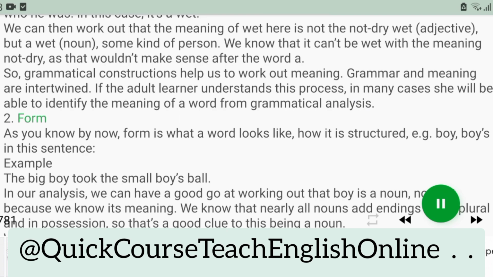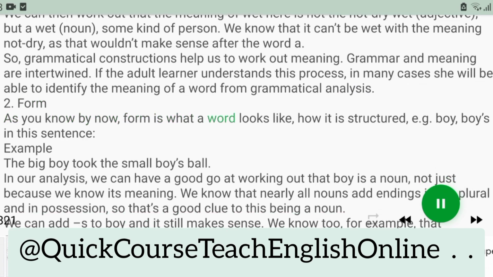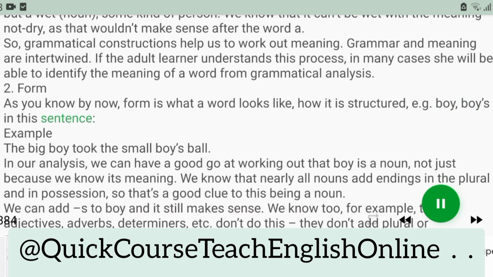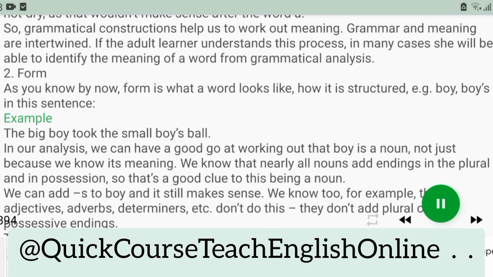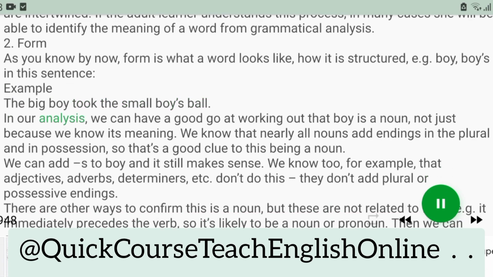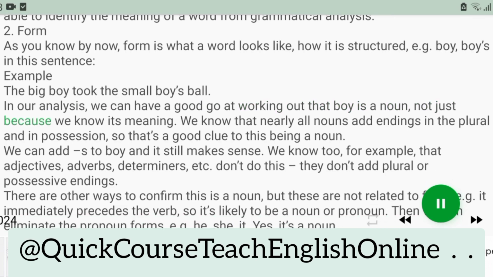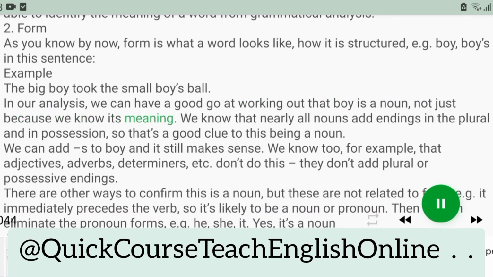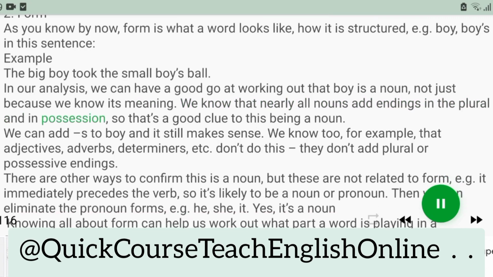2. Form. As you know by now, form is what a word looks like, how it is structured, e.g. boy, boys. In this sentence, example: the big boy took the small boy's ball. In our analysis, we can have a good go at working out that boy is a noun, not just because we know its meaning. We know that nearly all nouns add endings in the plural and in possession, so that's a good clue to this being a noun.